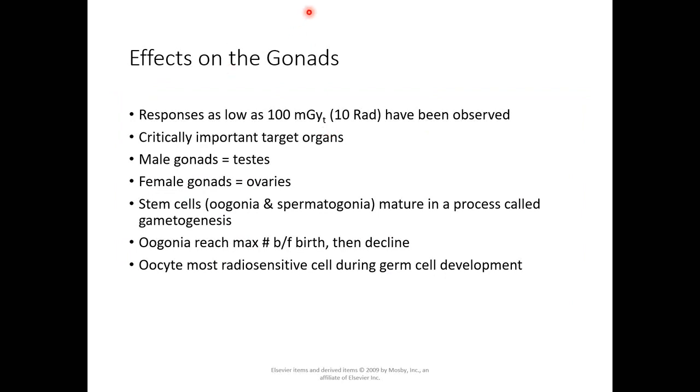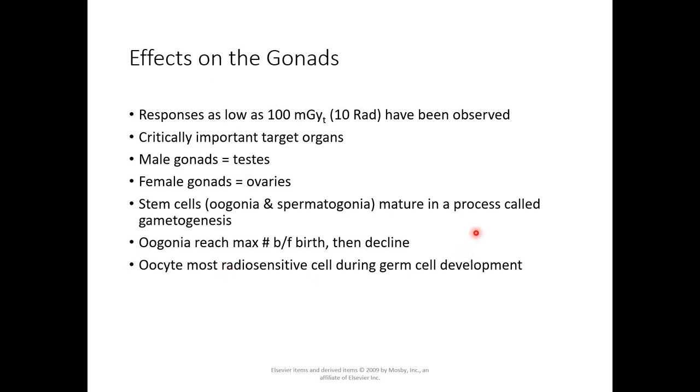Effects on the gonads. So responses as low as 100 milligray or 10 rads have been observed. Critically important organs, male obviously is testes, female is ovaries, and the stem cells for those 2 organs are your oogonia and your spermatogonia, and they reproduce or mature through a process called gametogenesis.